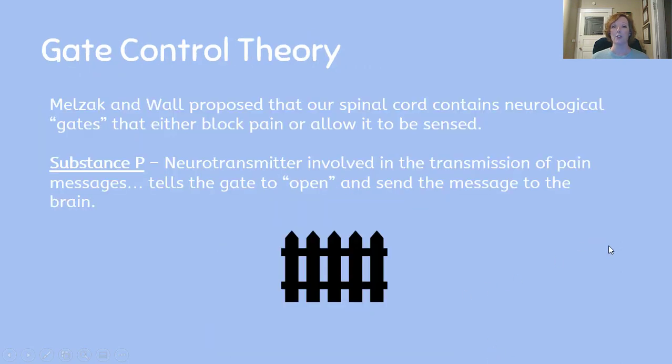We have a couple of theories for you to understand in this section. Melzack and Wall are researchers that propose that our spinal cord contains neurological gates that either block the pain or allow it to be sensed. And within this theory, there is a neurotransmitter called substance P, and this is involved in the transmission of the pain message. So it tells the gate to open and send the message to the brain.